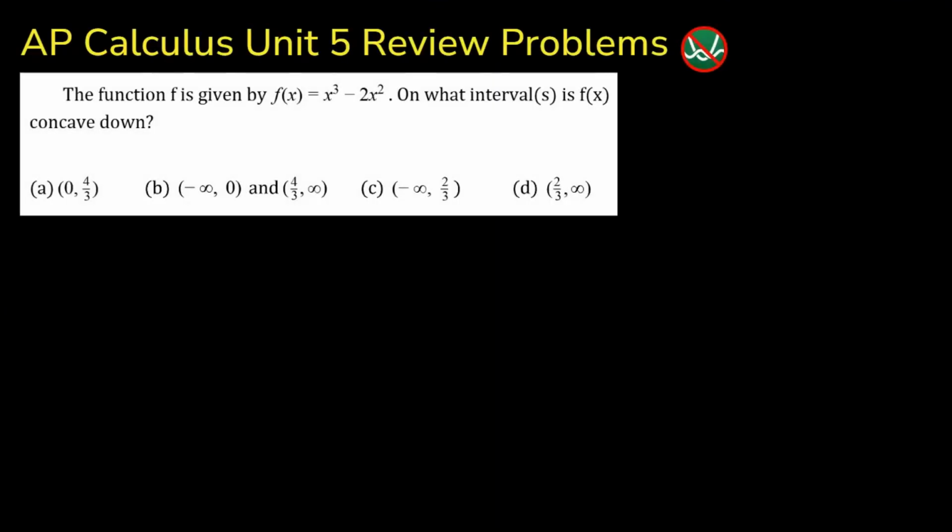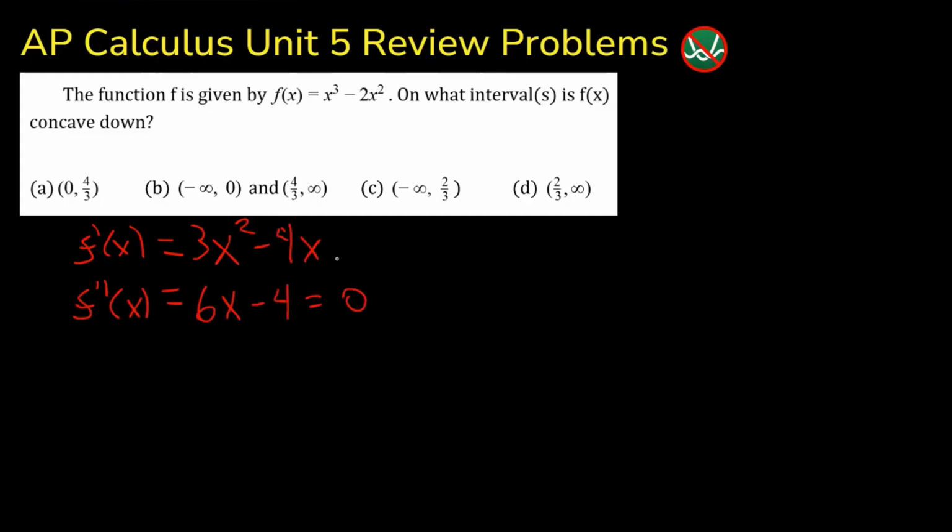So here we have a function f. On what interval or intervals is f concave down? So we need the second derivative and to figure out where it is negative. So the first derivative and the second derivative, set that equal to 0, solve for x, and that simplifies to 2/3. So I set up my sign chart.